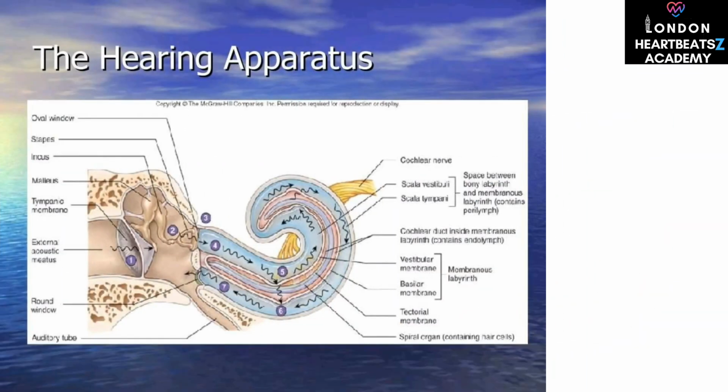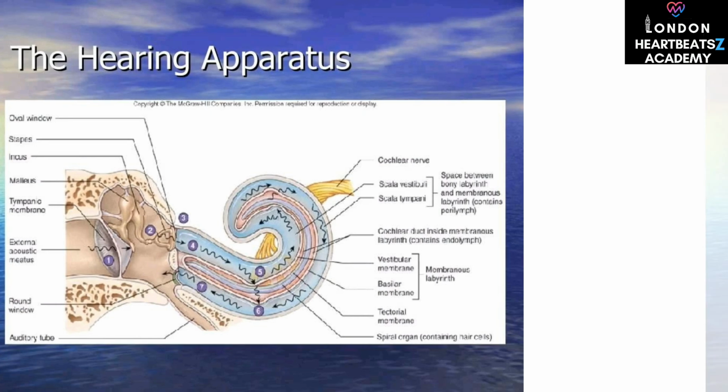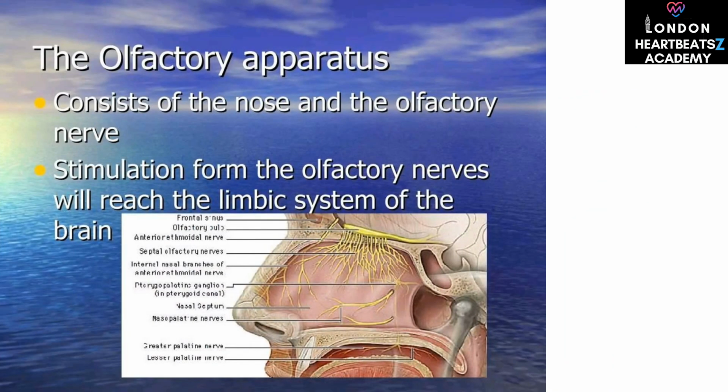The hearing apparatus involves the cochlea and the auditory pathway. Sound waves are transmitted through the ossicles and converted into nerve impulses by the organ of Corti within the cochlear duct. The olfactory apparatus consists of the nose and the olfactory nerve.